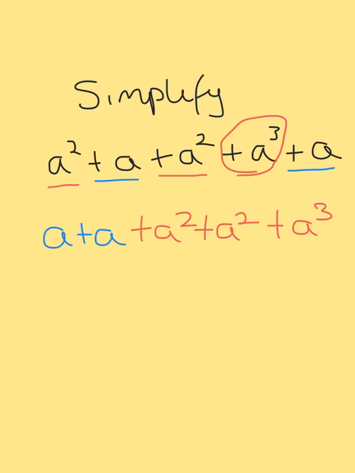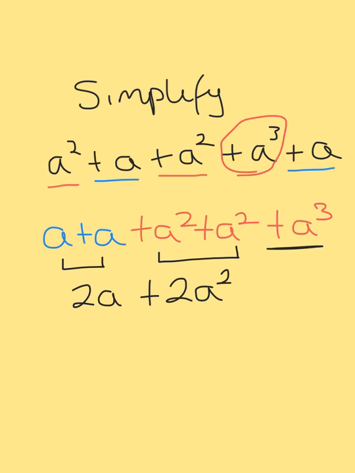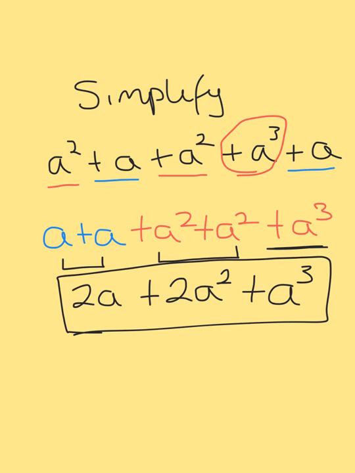Now let's go ahead and add them. So I have a plus a, which we know gives me 2a. I have a squared plus a squared, which gives me 2a squared. And I have nothing for the a cubed, so that just simply stays as a cubed. And that's my final answer. I can't add them all together because, as we've said before, they're not like terms.